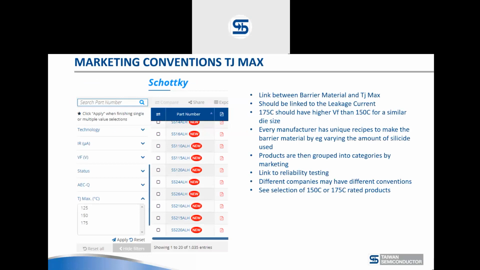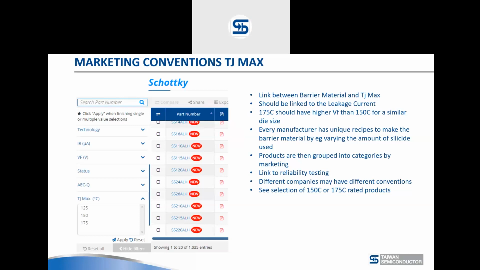Let's look a little bit more at this barrier material, which is the more black magic part of the Schottky technology. There is, of course, the link between the barrier material we use and the TJ Max. So the barrier material and the TJ Max are also linked to the leakage current, and that's going to be important if you have thermal runaway. So when we say something is 175 degrees C rated, it should have a higher VF than a 150 C rated product for a similar die size. So the higher barrier material with a lower leakage current obviously pushes up also the VF.